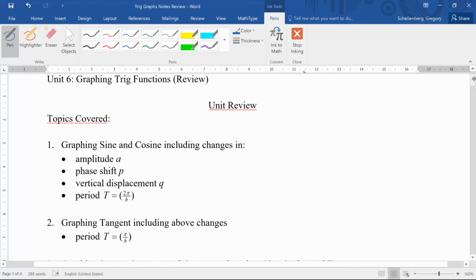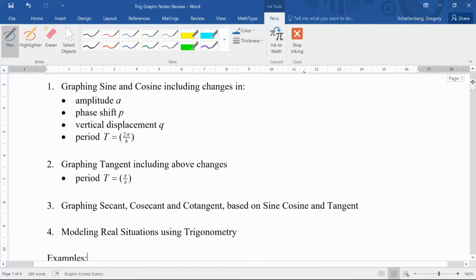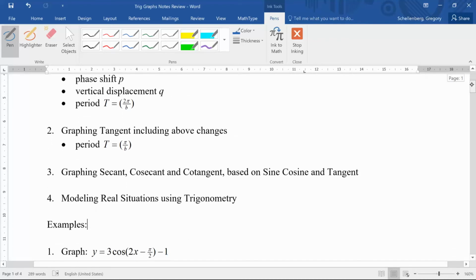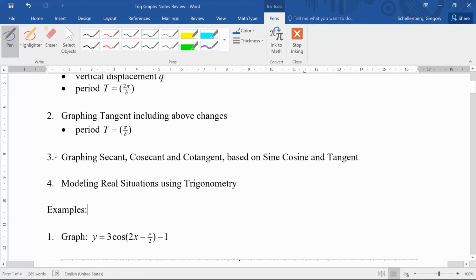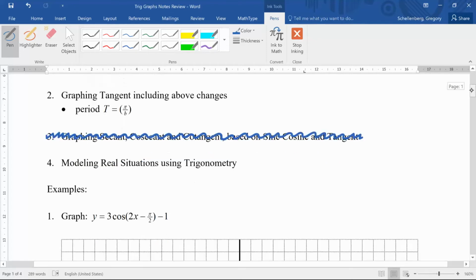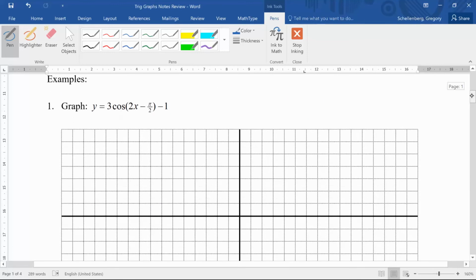So, diving right in. Things that you need to know for your test next Tuesday, minus this. You can cross off number 3. So all of our reciprocal trig functions, graphing them, we've taken it out of this unit. We looked at graphing secant and cosecant in our last trig unit. Okay, so here we go.